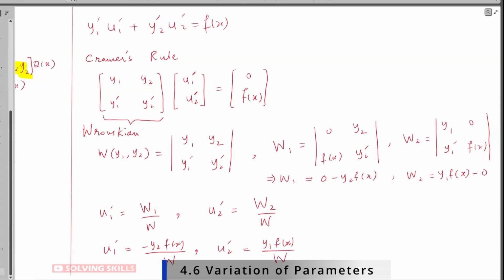So even if you don't remember these formulas for u1 prime and u2 prime, in my opinion this derivation is very easy to remember.